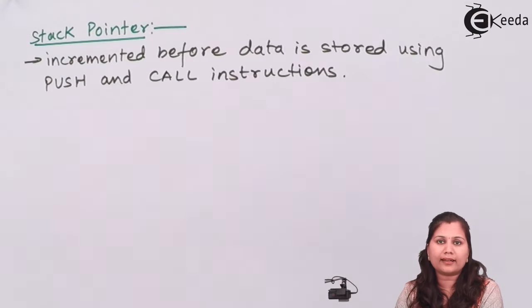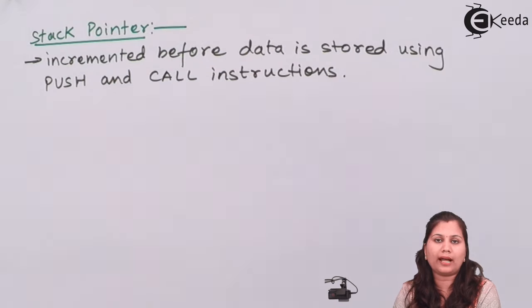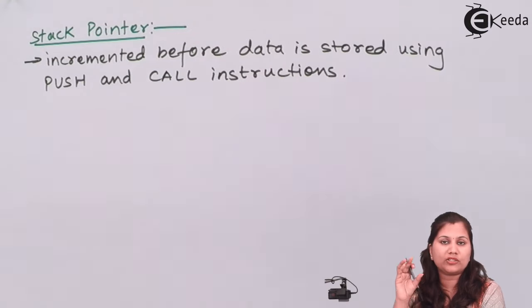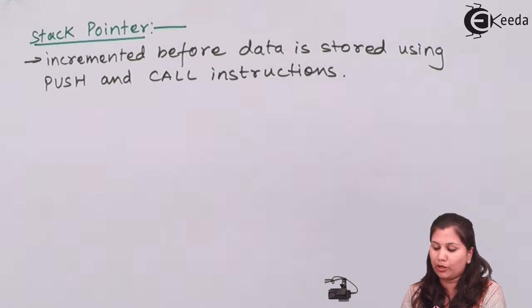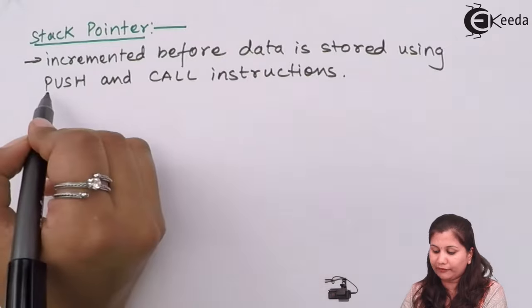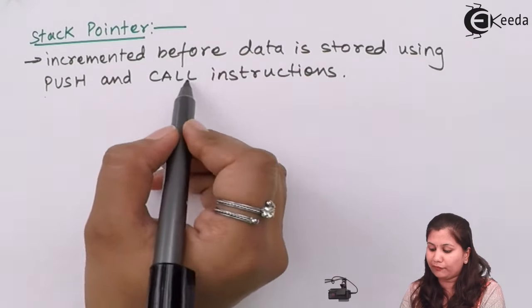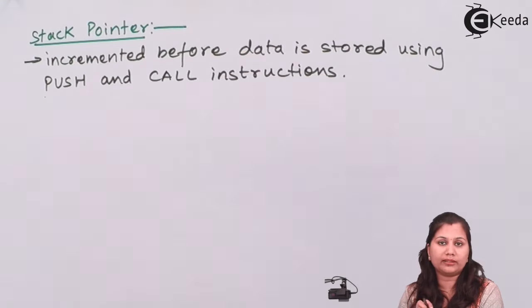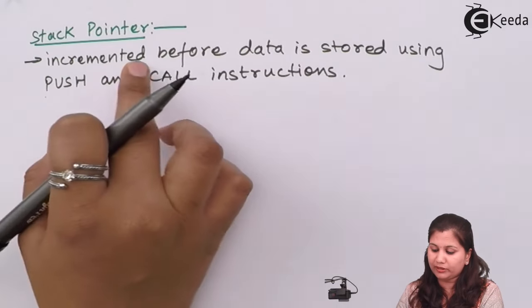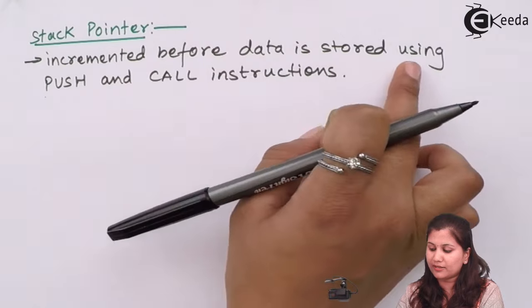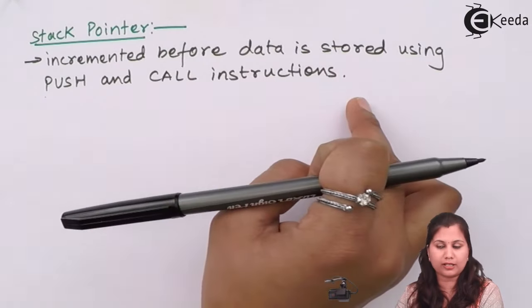As the stack holds the data and also the subroutines. Subroutines are short programs which are written at different locations, and these short programs or subroutines are called in the main program. So for storing the data we have the push instruction, and for calling the subroutines we have the call instructions. This stack pointer is incremented before data is stored using push and call instructions.